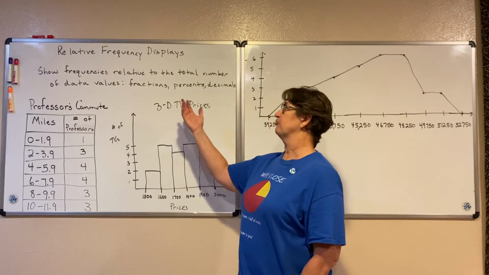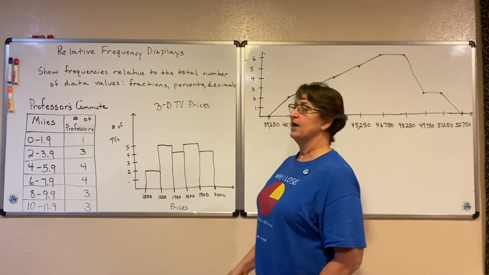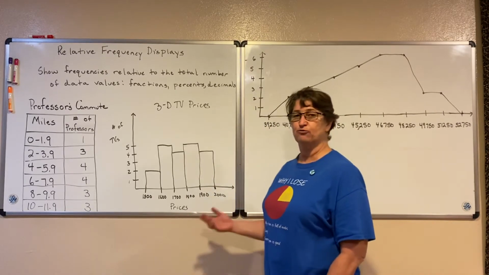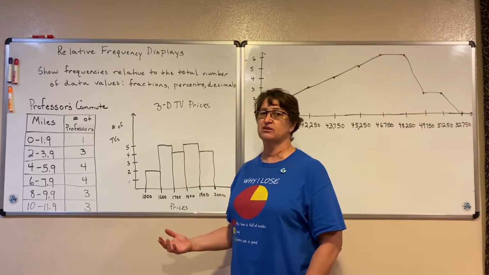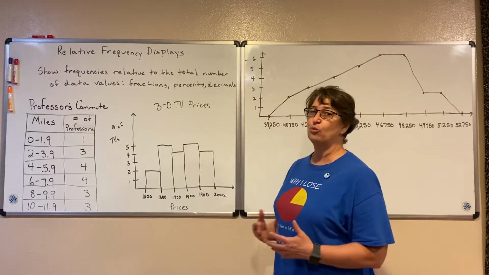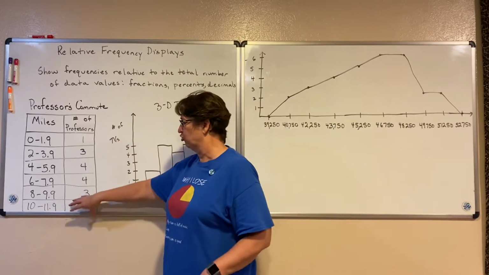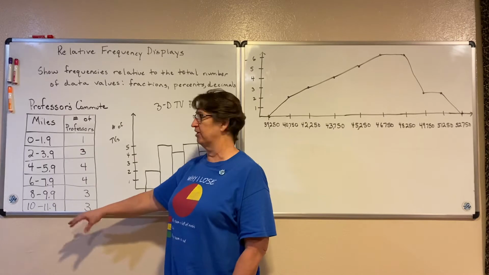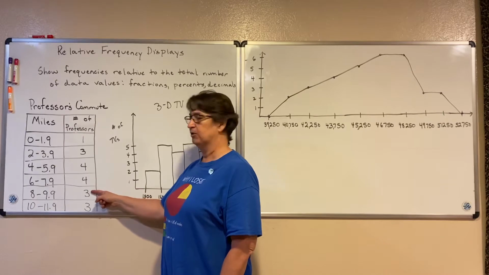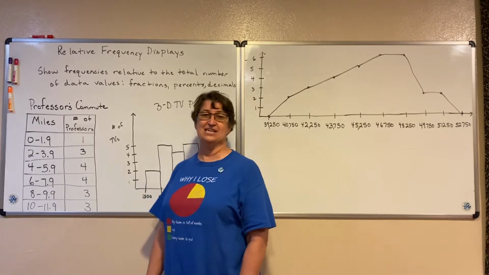So our relative frequency displays show frequencies relative to the total number of data values. And we show that using fractions, percents, or decimals. So let's look at a few frequency distributions, and let's turn those into relative frequency distributions. All we do is first look at the total number. So I'm just going to add these numbers up first. 1 plus 3 is 4, plus 4 is 8, plus 4 is 12, plus 3 is 15, plus 3 is 18. So this has a total of 18 data values.